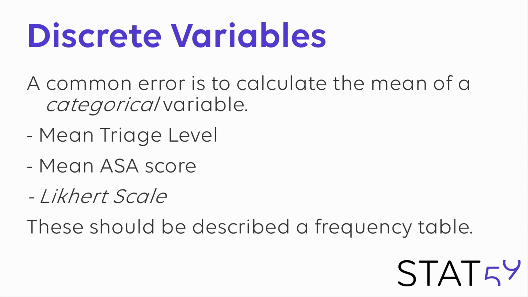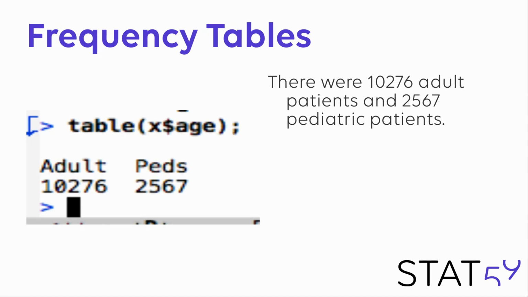Now, a very, very common error is to calculate the mean of a discrete or particularly categorical variable. For instance, on our previous page, the triage level was 1 to 5, or a very, very common use is a Likert scale. Now, these should not be calculated as a mean in general use unless you've proven the assumption that you can. So a very common error is to calculate the mean. Instead, we should present them as a frequency table. Frequency tables are super easy to construct in almost all pieces of software.